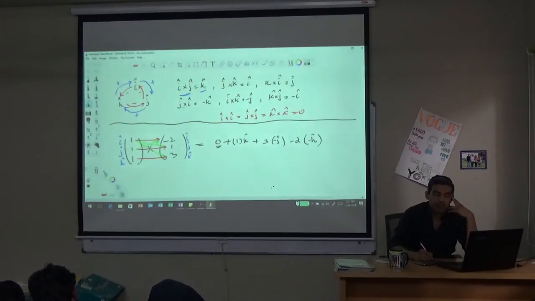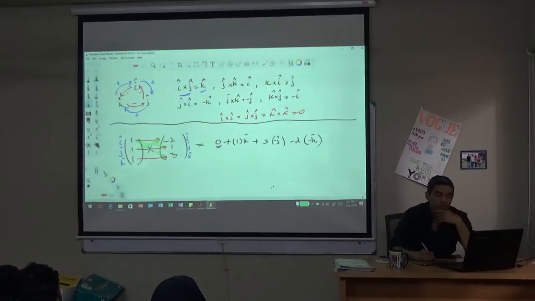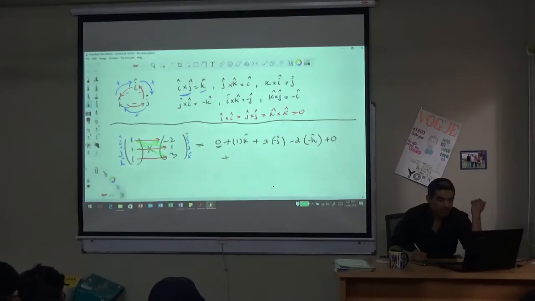Which one? This one, right? j cross i is minus k. Minus j, this was it. i cross j. i cross j is a k. Then i cross k. i cross k is a minus j. Then we're moving on to this one. j cross i is a minus k. j cross j is a 0. So no need to write, just write 0 if you want to. Then j cross k. j cross k is an i. So 1 times 3 is a 3i.